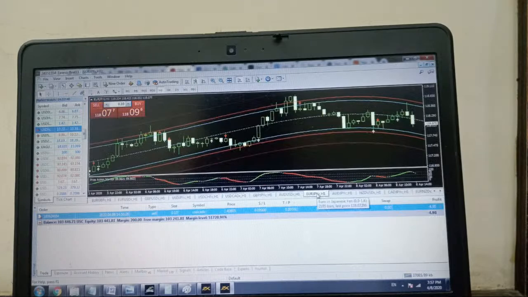Okay, Graham and everyone, Graham suggests Euro JPY. Graham suggested that if Euro JPY closes below the middle dotted line during this hour, then we will have to take a sell position on Euro JPY.